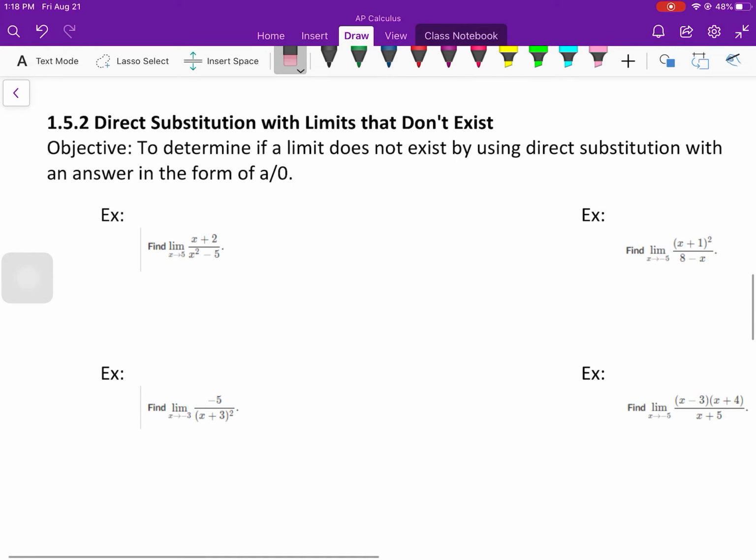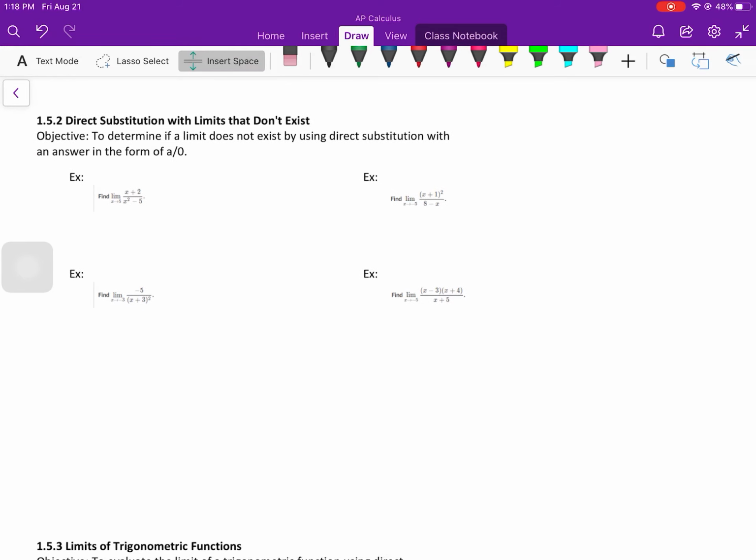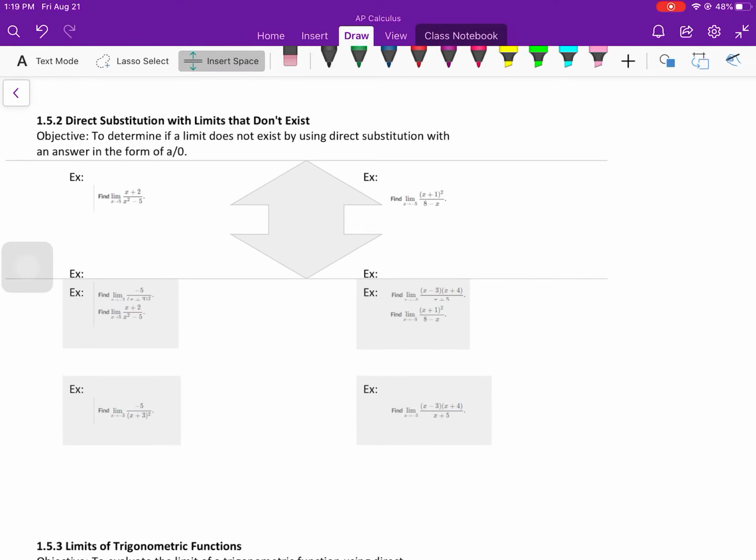So let's look at this. We're really looking for when a number over 0, if you end up with a number over 0, it's indeterminate, or it does not exist. It's a vertical asymptote probably, so the limit doesn't exist. If you end up with 0 over 0, then more work needs to be done. Why don't I just write that down just so we know that?